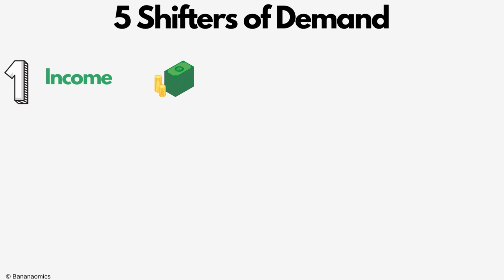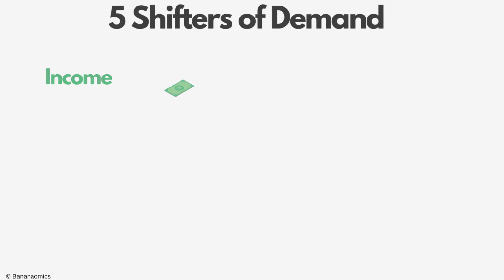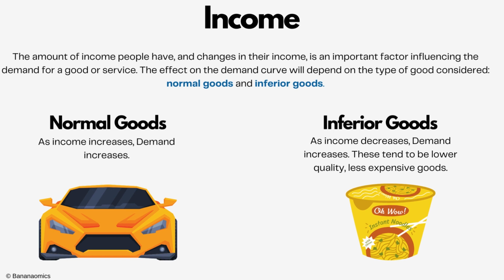So let's talk about the first shifter briefly. Income is a relatively simple notion. If consumers have more income, then they'll be able to spend more on products. When analyzing income, it's important to note that all goods are not equal in the eyes of consumers. We separate goods into 2 categories: normal and inferior goods.